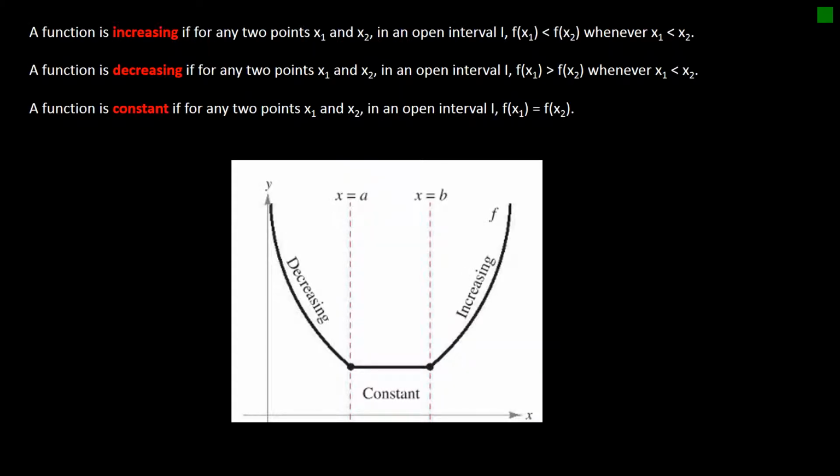So, a function is increasing if for two points x1, x2 in some open interval I, f of x1 is less than f of x2 whenever x1 is less than x2. Now, that means exactly what you think it means. If you look from left to right and the function is steadily going up, you're increasing.